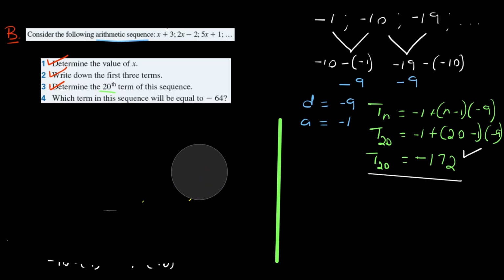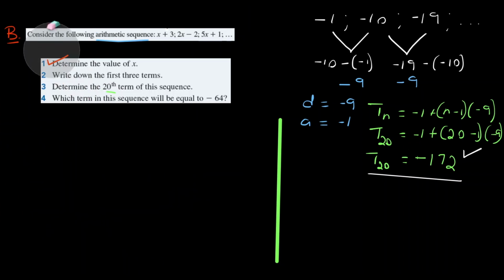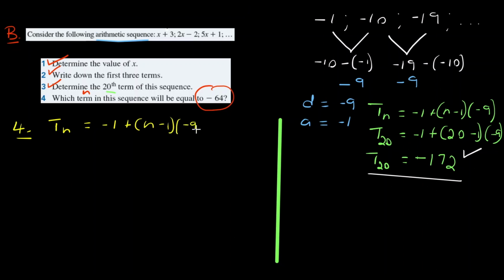So in the fourth question, we're told, which term in the sequence, and again, that term is coming up again, which term, they're asking us for the term in the sequence that will be equal to -64. So which term means you're looking for n. So let's go and plug everything into the equation. We know that our general term is equal to negative 1 plus n minus 1 times minus 9.